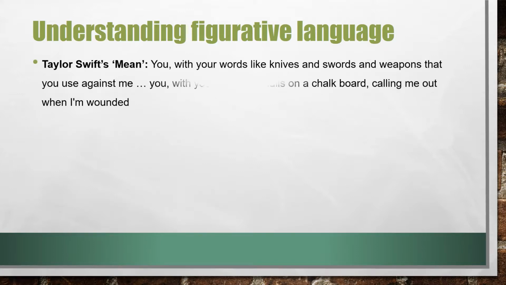Firstly, we have Taylor Swift and her song Mean. And here, she sings the lyrics, "You, with your words like knives and swords, and weapons that you use against me. You, with your voice like nails on a chalkboard, calling me out when I'm wounded."